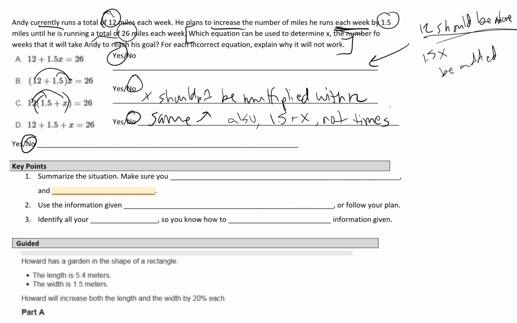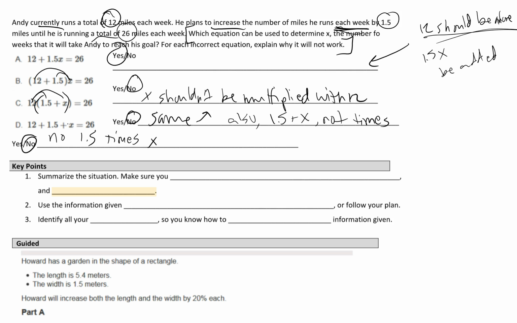And then last one, choice D, we have no 1.5 times x. So here there's nothing happening weekly. It's just all being added. That's no good. Okay, so today's key points, you guys, are more general.